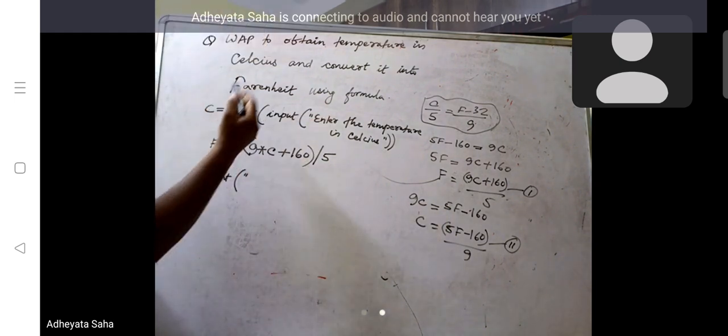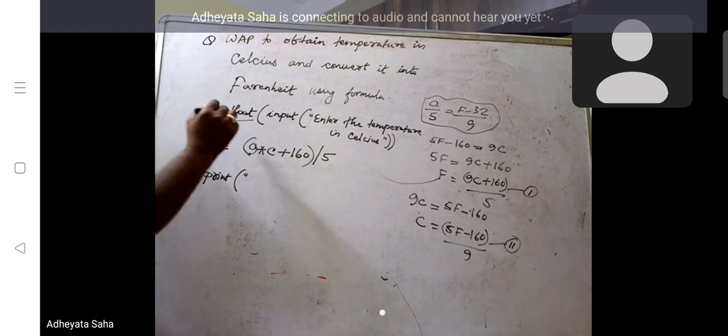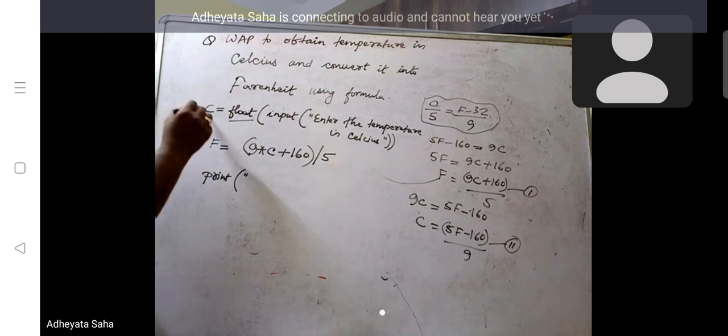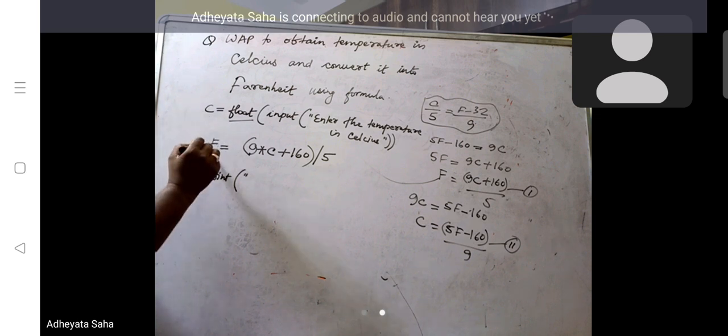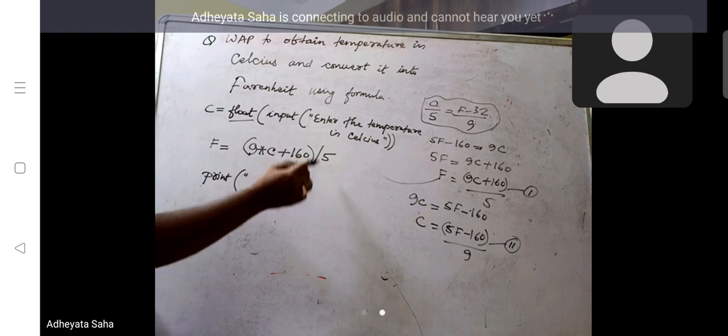It can be in decimal also, so that's why we have written float. After entering C's value, we are going to convert into Fahrenheit, that is equal to 9 into C plus 160, whole divided by 5.